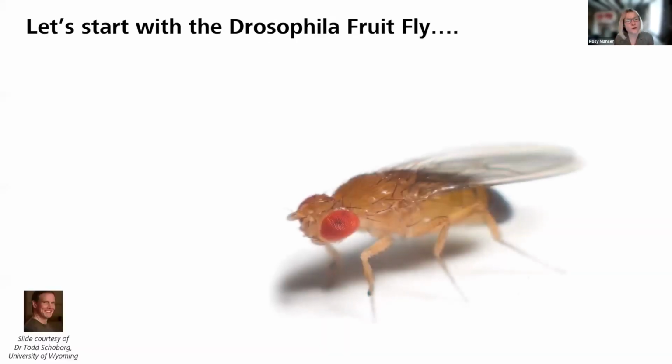So it's an incredibly varied technology space. And it also, as I said, complements many other imaging technologies that are available as well. To illustrate that point, I thought I would take this example, which is actually from Todd Schoberg, who is at the University of Wyoming. He works on the Drosophila fruit fly, and he has many different imaging technologies at his fingertips, which are used for different things.